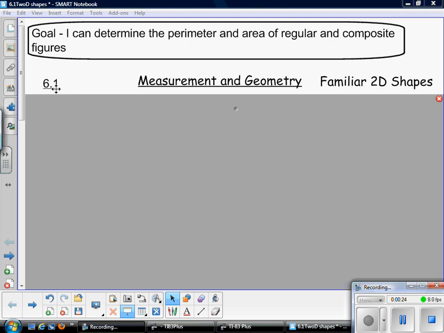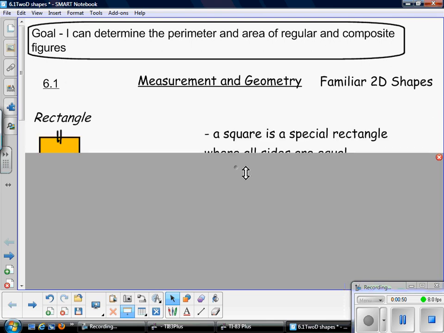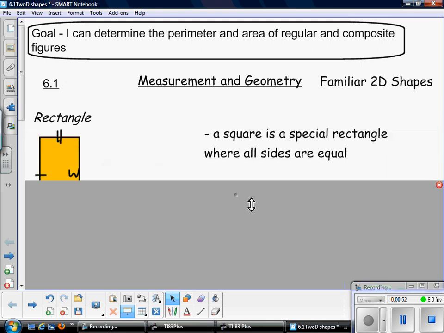So this is 6.1, and the first thing we're going to do is look at familiar 2D shapes. Now we're going to do some talking about them, but as far as memorizing the formulas, you do not have to memorize them. You're actually given a formula sheet that you can have for your final exam, and you also get this same formula sheet for EQAO. But the important thing is to make sure that you read it so that you know what it stands for. The first shape we're going to look at is a rectangle.